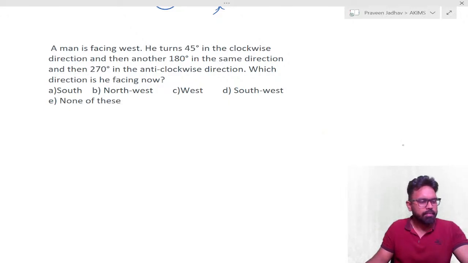Okay, can we move ahead? Anti-clockwise meant right side now? No, it's not right. Anti-clockwise is always left. Anti is always left.